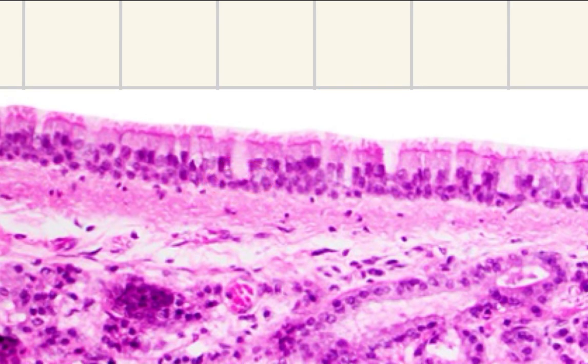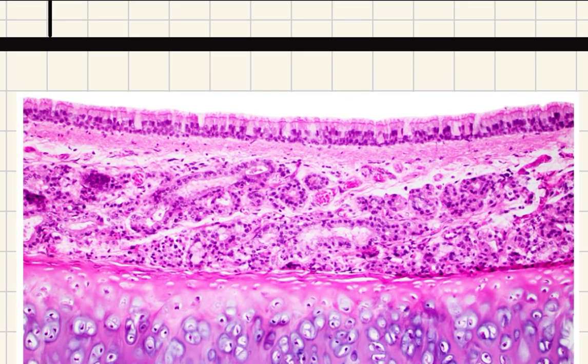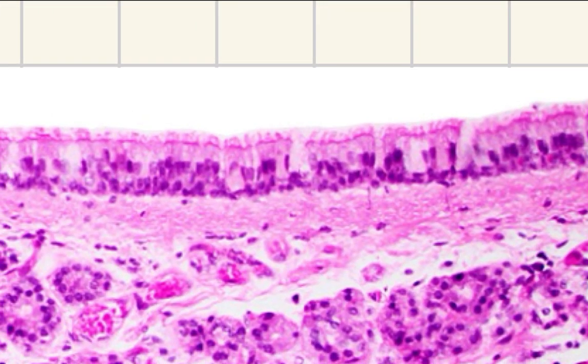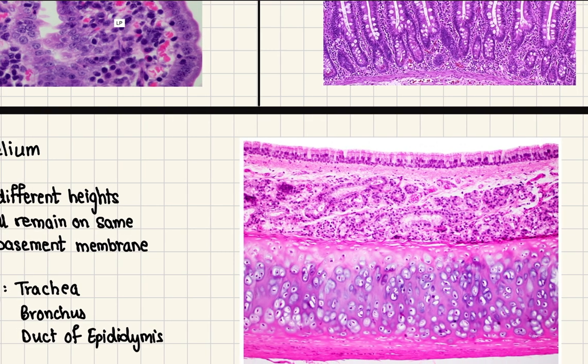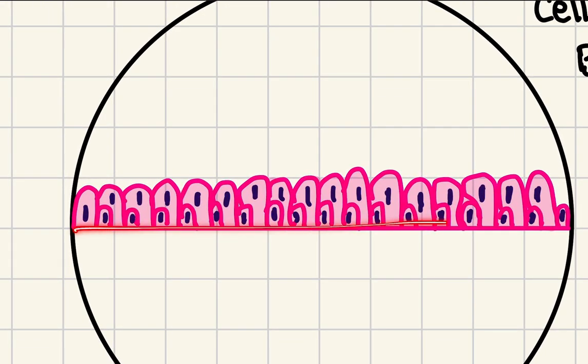This is a slide of trachea. You can see multiple nuclei over here. You feel that they are stratified, but they are not. They are pseudostratified. Coming on to stratified epithelium.